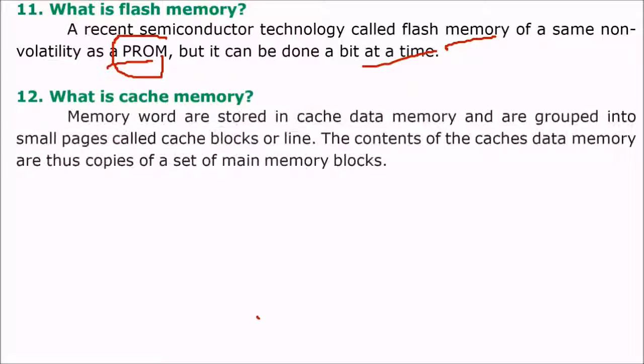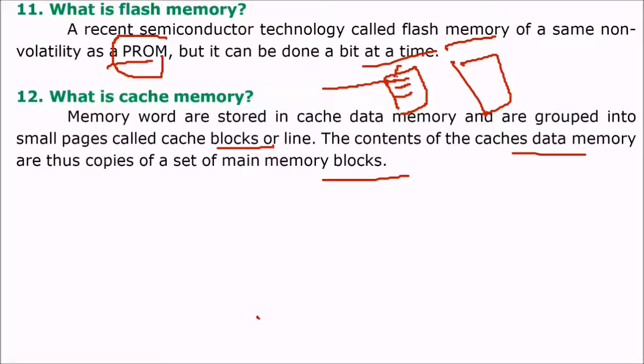What is cache memory? Memory words are stored in cache data memory, and they are grouped into small packages called cache blocks or lines. So the contents of the cache's data memory are thus occupied by a set of main memory blocks. Cache memory is the area of the memory where recent instructions are stored so that the CPU does not go to the main memory again and again. It can access them from here. If at any point some data is not found in the cache, it can get the data from the main memory, and things can go on really fast.